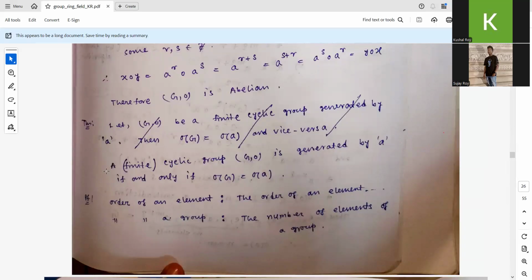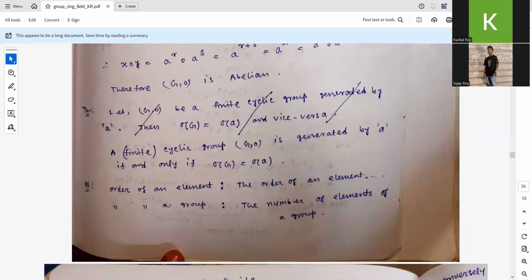Now our next theorem. Next theorem is: a finite cyclic group G is generated by this element A if and only if the order of the group and the order of the element are the same. So last day we have already discussed the order of an element and the order of a group. Order of an element: suppose a to the power 5 becomes the identity, in that case 5 is the order of a, okay? If we compose a n times to get our identity element, in that case n is the order of a.